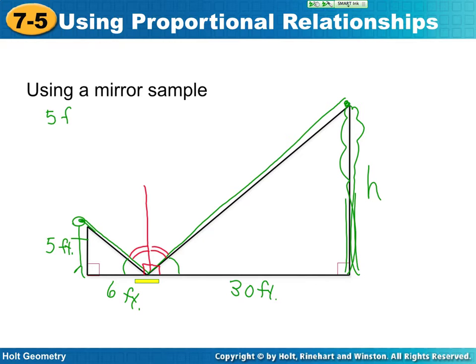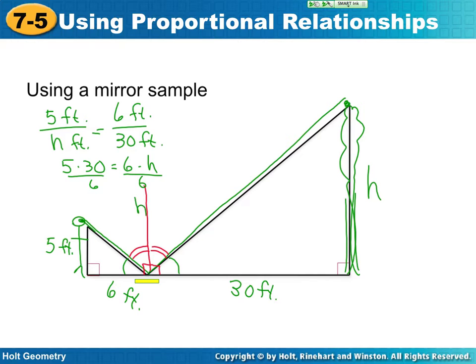Okay, so the 5 feet could be compared in a ratio to what from the other triangle? H. The H. And in the same way, 6 to 30. 6 feet compared to 30. And we've got everything in feet, so our height will be in feet when we cross multiply. So 5 times 30, H, and then divide by 6. What's the height of the tree? 25 feet. Okay, so it was 25 feet tall.